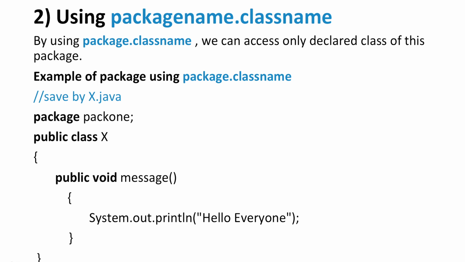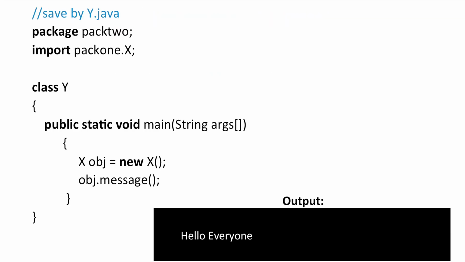Second class is Y, we save it by y.java. It will be under package pack2. Import pack1.X, we are importing from the pack1 package directly the pack1 dot class name, and class is X. Now the pack2 is having class Y, then public static void main string args, X obj equals to new X, obj dot message. Then the output of that particular program is hello everyone, which will be provided by the message method of class X.